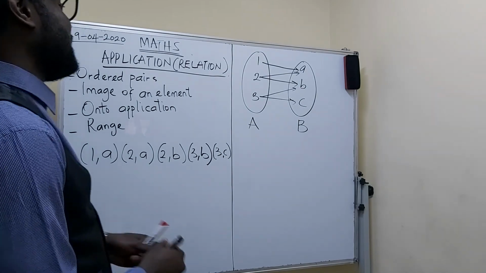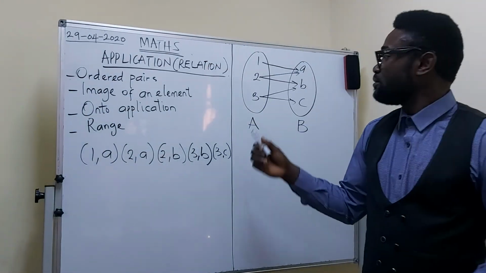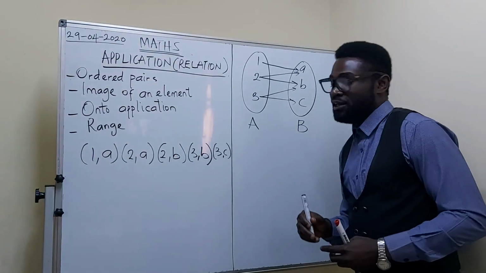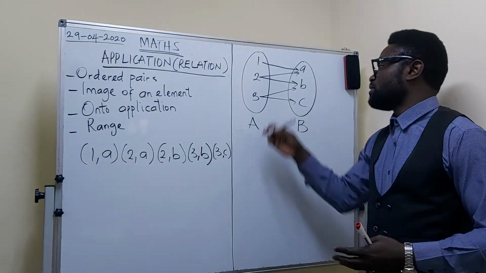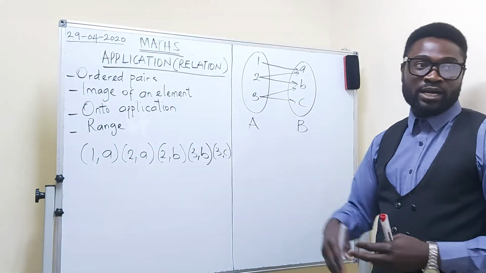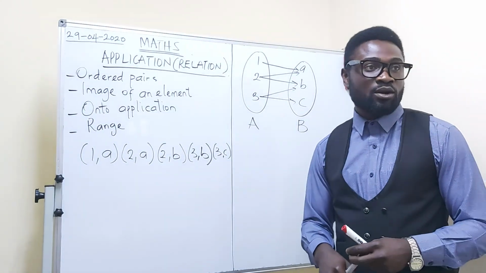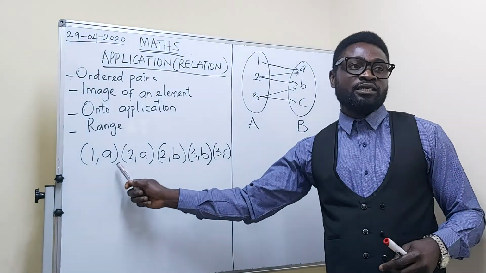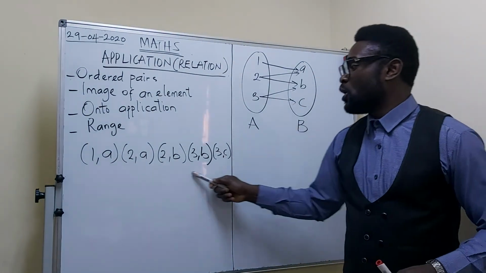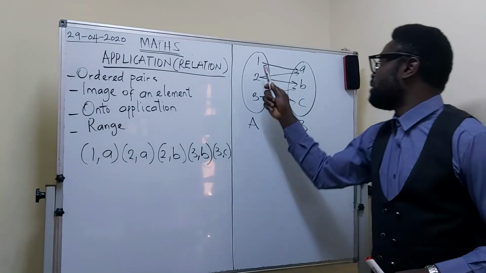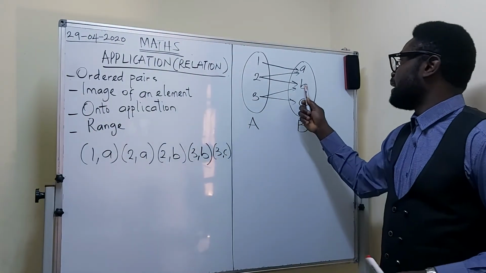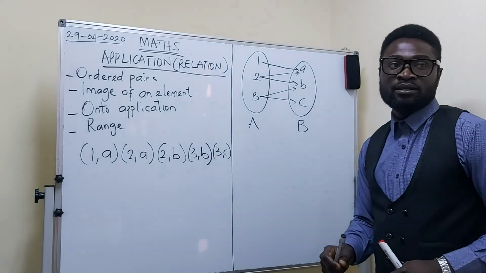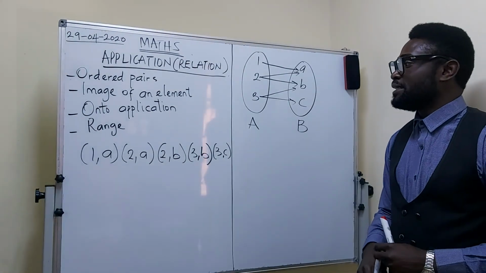So when a diagram like this is given to you as a question, and you're asked to write out the ordered pairs, this is what you need to write out. Because I know whenever I give you classwork or homework or exam or test, most of you make a lot of mistakes when you're asked to write out the ordered pairs. Now, this is what we call ordered pairs. 1 binds with A, 2 binds with A, at the same time 2 binds with B, 3 binds with B and C. So this is what we call ordered pairs.